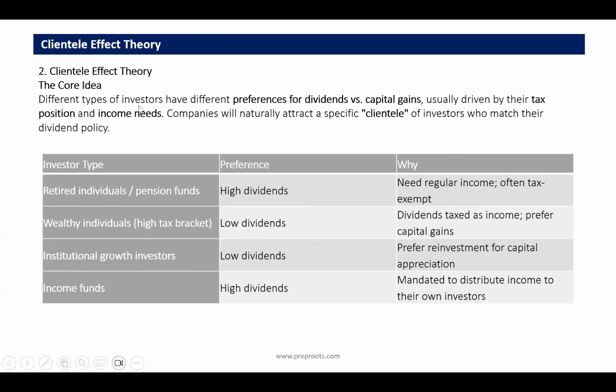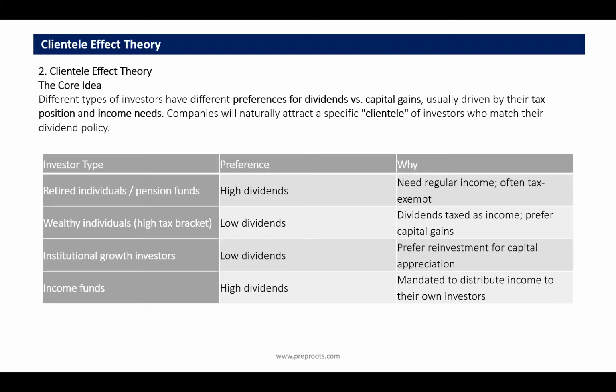Second theory is clientele effect theory. Different types of investors have different preferences of dividend versus capital gain, usually driven by their tax position and income needs. Some investors like dividend and some investors do not like dividends. Companies will naturally attract a specific clientele of investors who match their dividend policy.